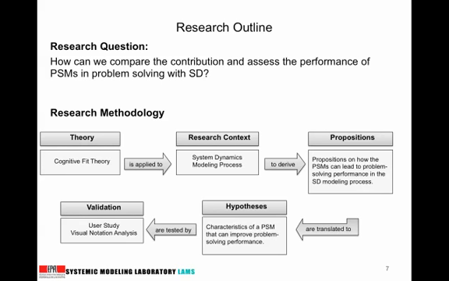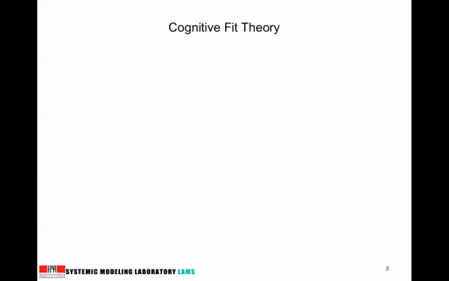And then we derive some propositions on how PSMs can lead to problem-solving performance in the ST modeling process. And then, based on those propositions, we come up with the characteristics of a PSM that can improve problem-solving performance with system dynamics. And we put it to the test by doing a user study and representation notation analysis. But this is research in progress, so we are right now in the validation phase, and we have not yet come up with the results. So what I'll present today goes up to the end of the hypotheses, and I'll give an introduction to the validation phase of this research.